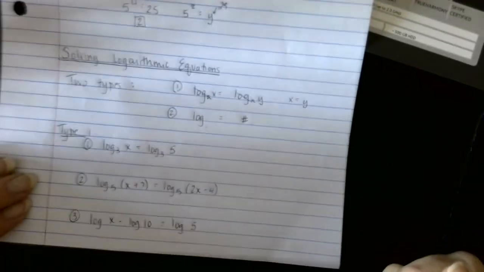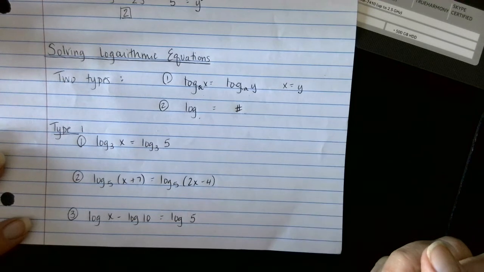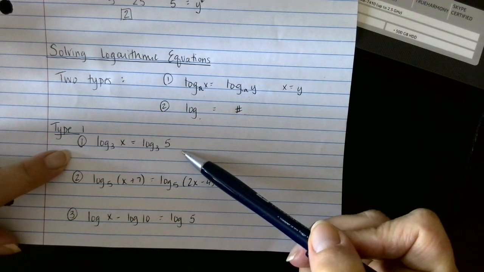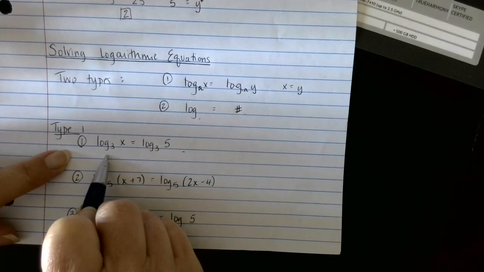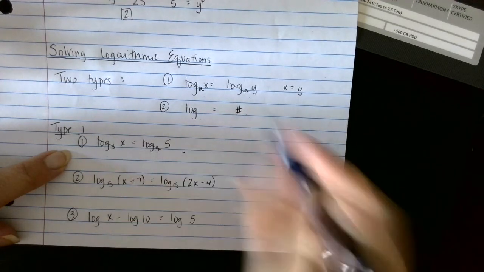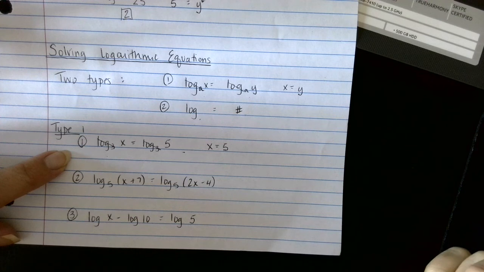All right, so I've got 3 examples of type 1 with a log on the left and a log on the right. For my first example, I have log base 3 of x equals log base 3 of 5. One log on the left, one log on the right. They have the same base. I cancel them out, and I have x equals 5. I'm now done.